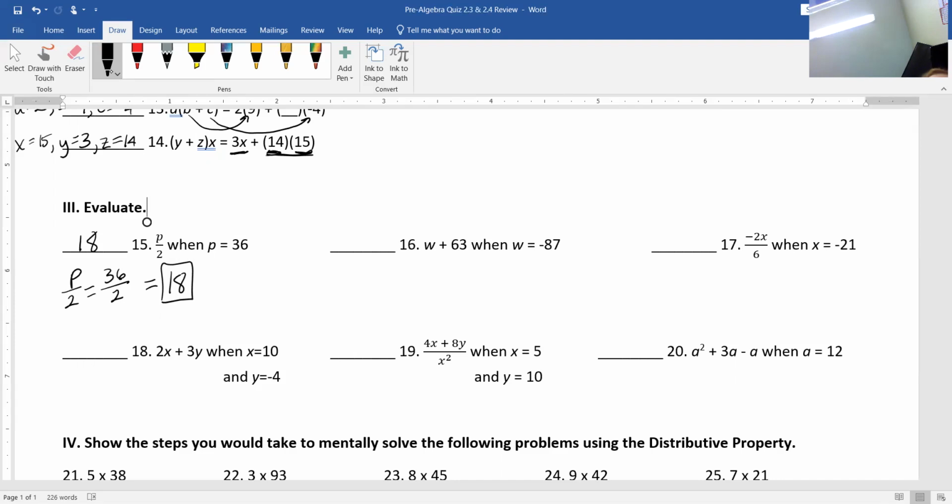Okay, so for number 16, we have w plus 63 if w equals negative 87. In this case, we know that we are adding unlike signs, so we find the difference. 87 take away 63 gives us 24. And we know that it's a negative 24 because our larger absolute value is a negative. So your answer here is negative 24.